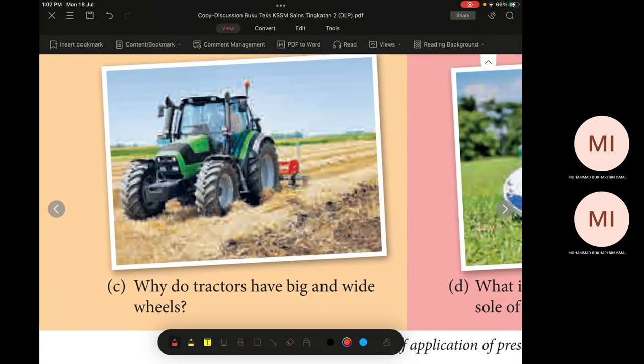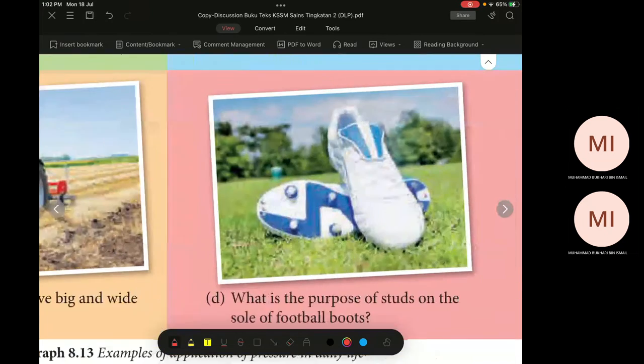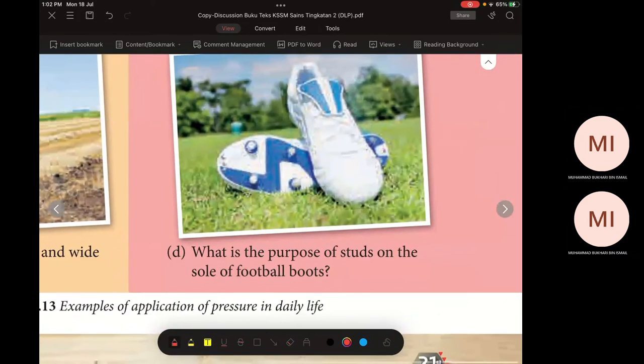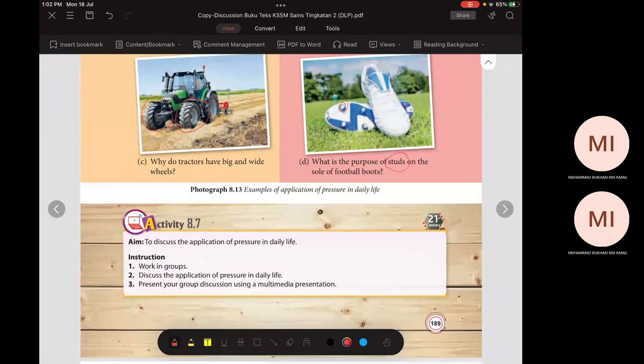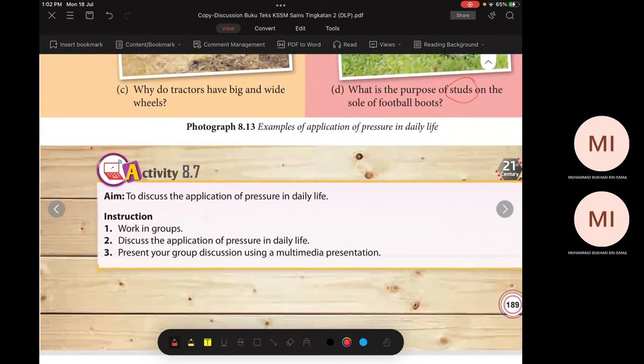Why do tractors have big and wide wheels? So that the pressure will be low. What is the purpose of studs on the sole of football boots? To produce higher pressure, so they will sink into the ground and you're going to have better grip. Your foot is going to have better grip so that you are not going to slip down easily.